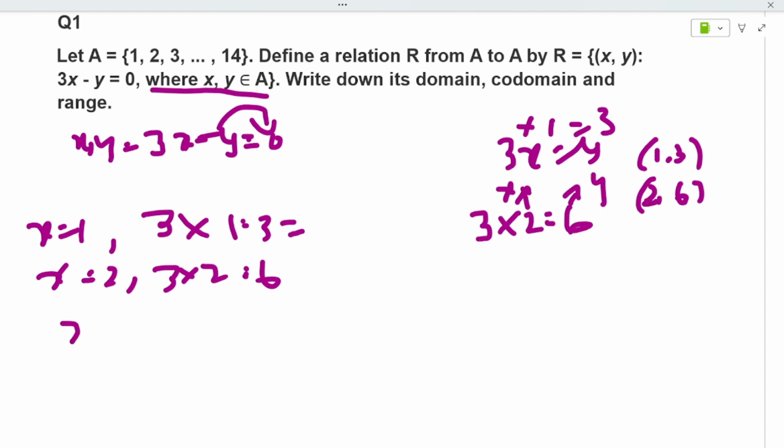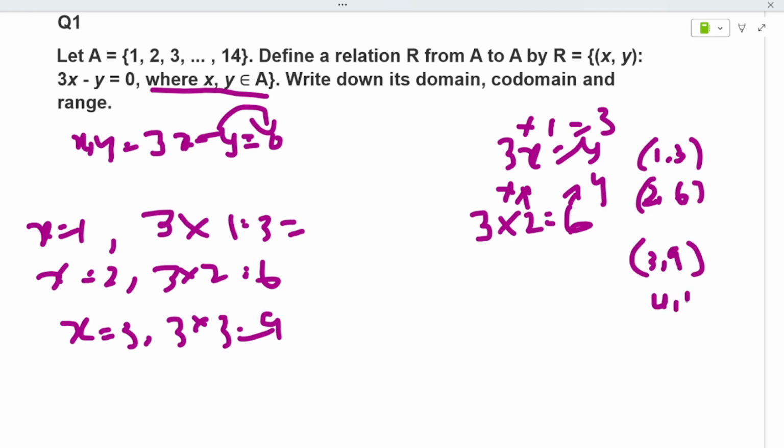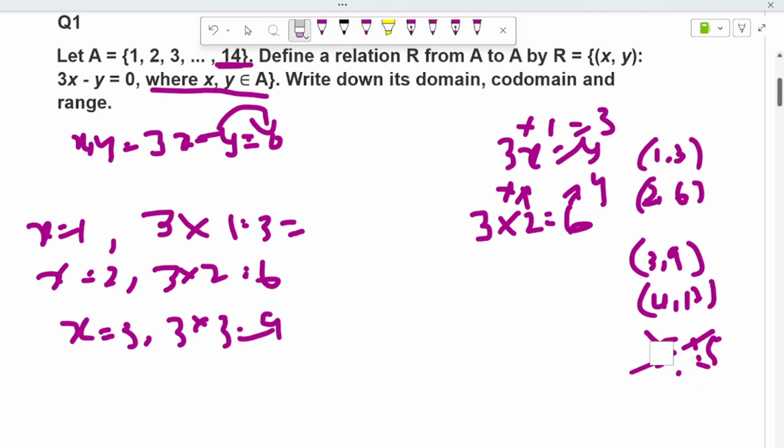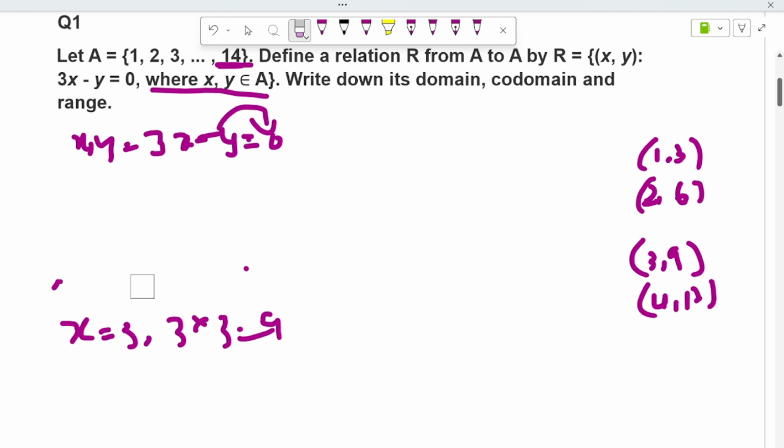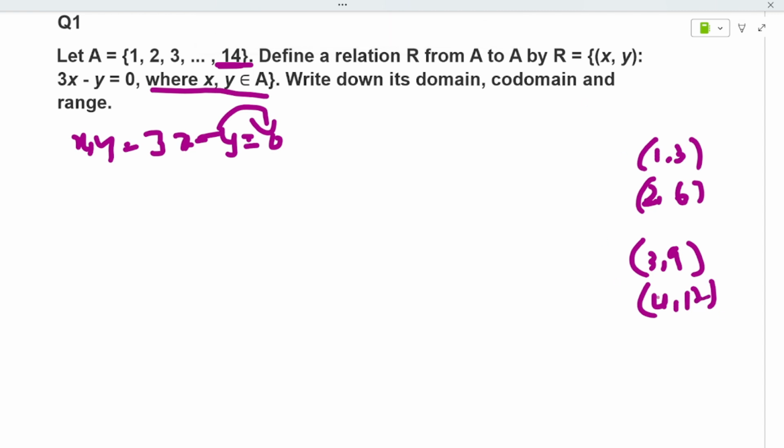Now x is equal to 3 and 3 into 3 will be equal to 9. So this is (3, 9) and this is (4, 12), because it is multiples of 3. And you cannot write (5, 15) because the range they have given is up to 14, right? So we have to write only up to 12. Let's not confuse this by writing more. I hope you understood this step, how to write the sets: (1, 3), (2, 6), (3, 9) and (4, 12). Why we didn't write 15? Because the set is only up to 14.